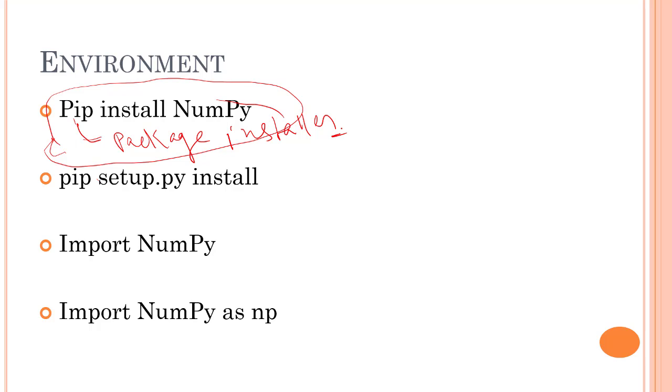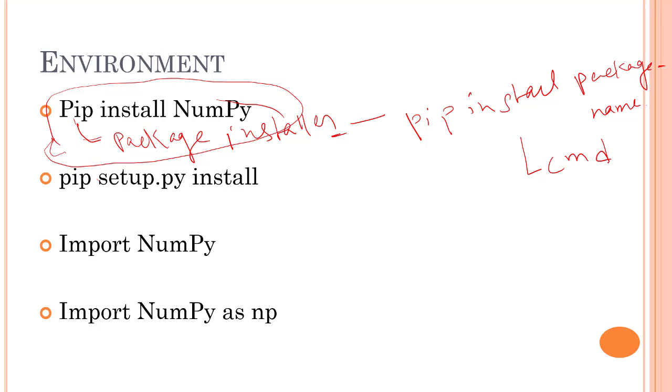Whenever you want to install a package, we have to use a keyword called pip, and then move on with install, pip install, and then here the package name. Whichever package you want to install, that particular name you have to use, in a Qt console or a command prompt, CMD.